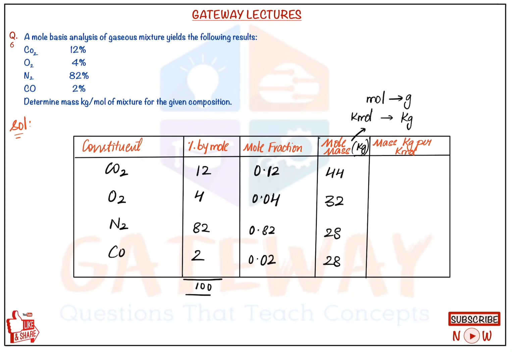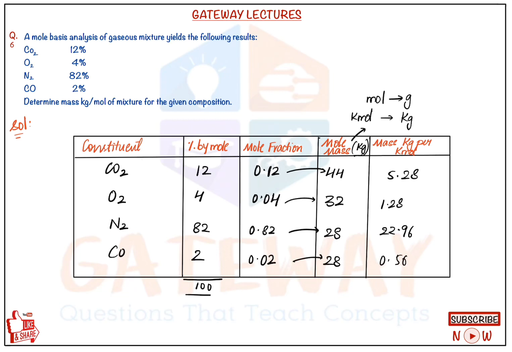Now, if we need to calculate mass per kilomole, we need to multiply the mole fraction by the mass. So 0.12 times 44 is 5.28 kg, 0.04 times 32 is 1.28 kg, 0.82 times 28 is 22.96 kg, and similarly 0.02 times 28 is 0.56 kg.